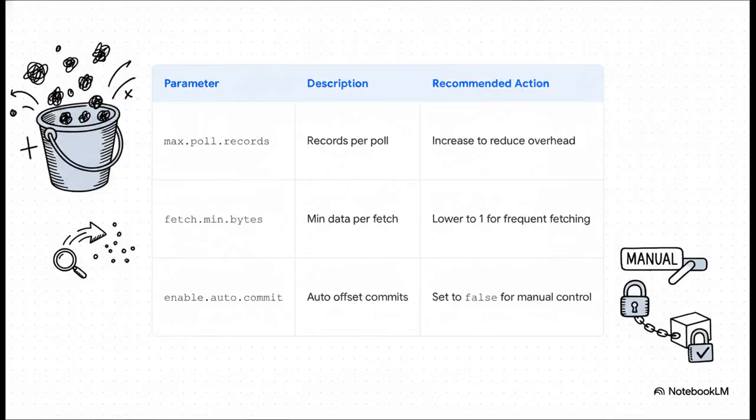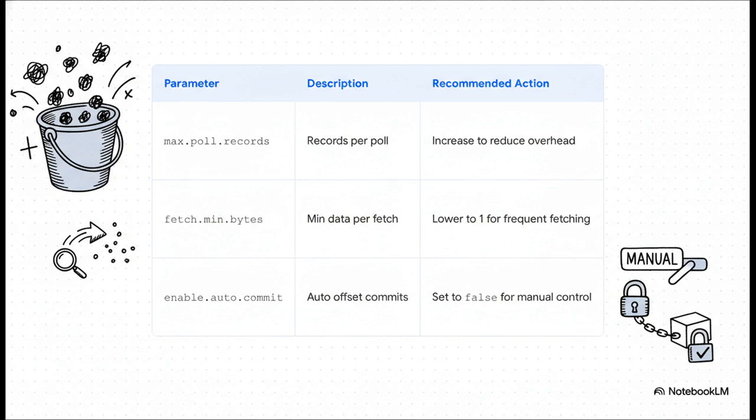And just like with producers, we have some key configs we can tune. Increasing max.poll.records lets a consumer grab a bigger chunk of work in one go. Lowering fetch.min.bytes makes sure it's always ready to grab new data, even if it's just a small amount. And this one is huge, setting enable.auto.commit to false.